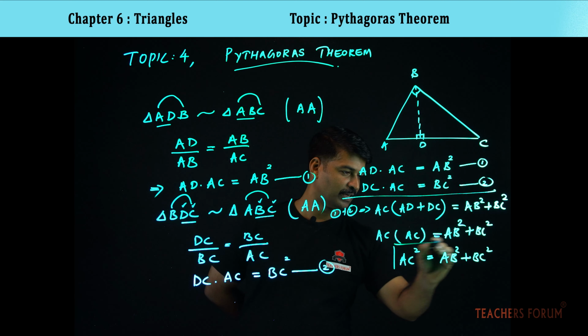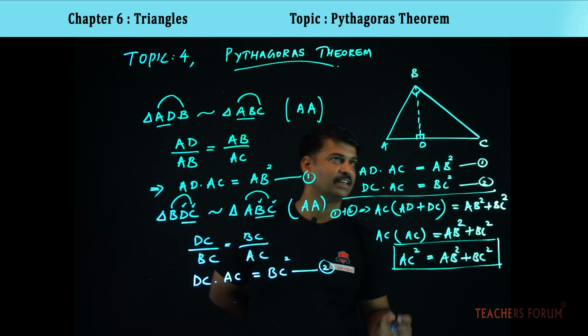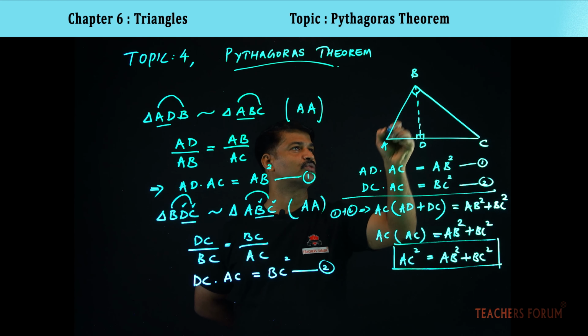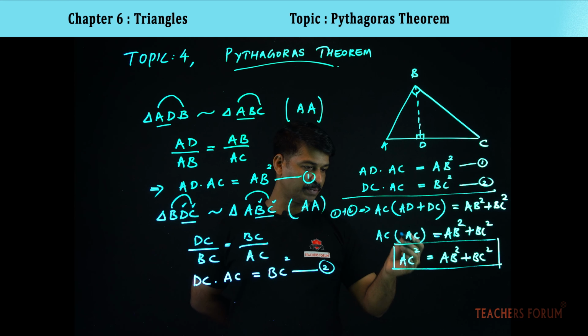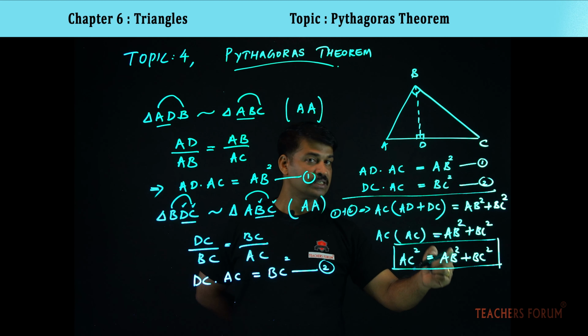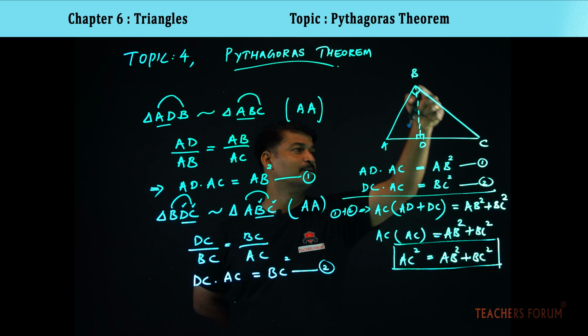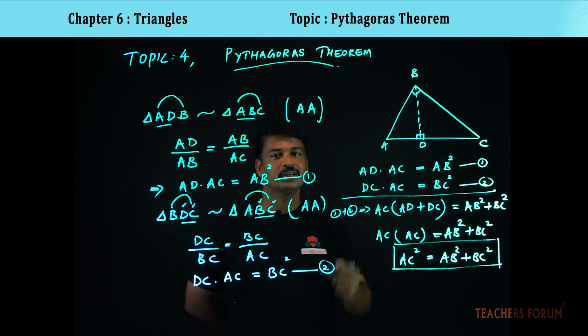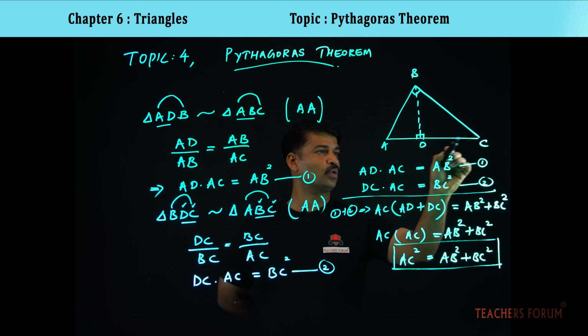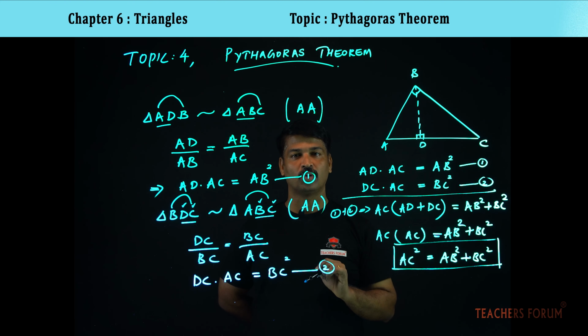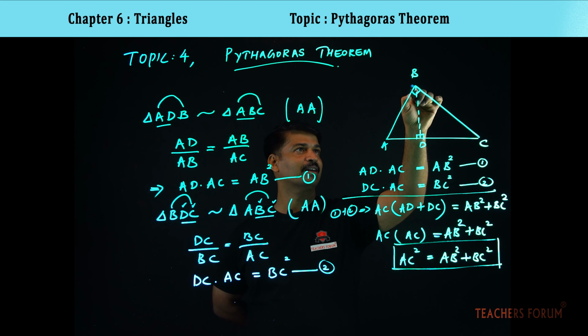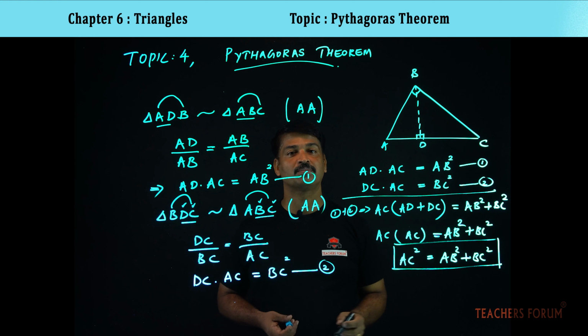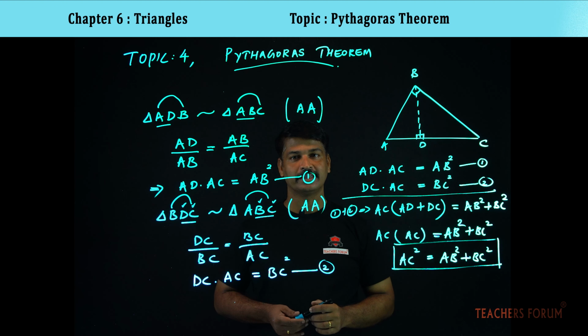This is Pythagoras theorem. What is AC? AC is the hypotenuse in triangle ABC. Hypotenuse square is equal to the sum of the squares of the other two sides, that is AB square plus BC square. Okay. So in a right triangle, hypotenuse square, that is AC square, is equal to the sum of the squares of the other two sides, that is AB square plus BC square. This is Pythagoras theorem. I think it is clear.